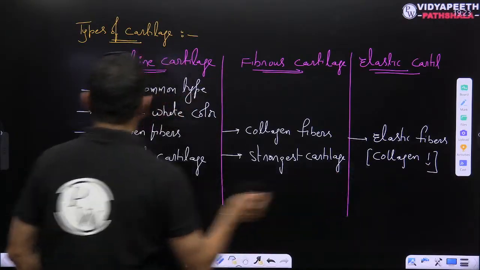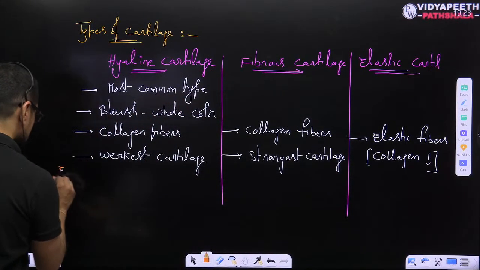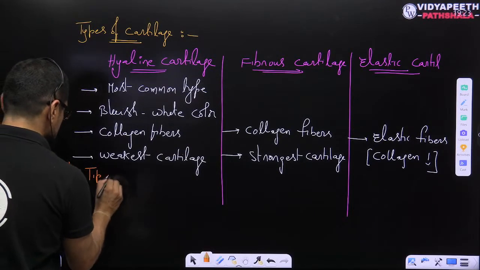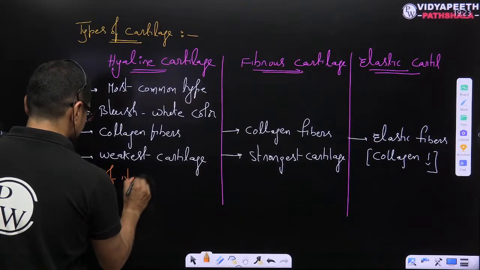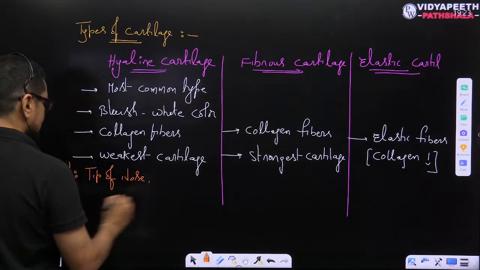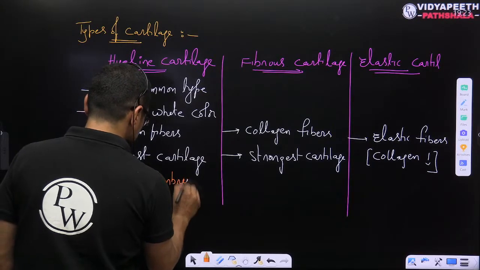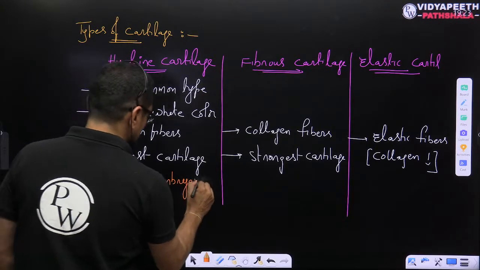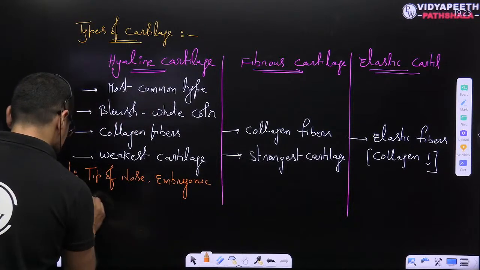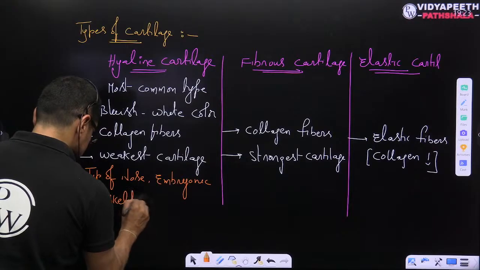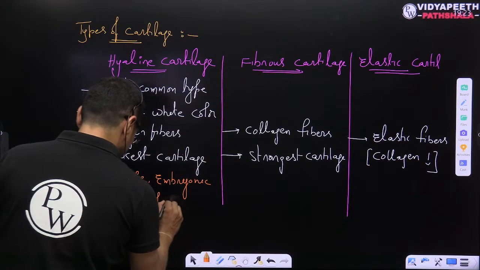Where is this hyaline cartilage present, for example? It is present in the tip of nose. It is present in the embryonic endoskeleton of vertebrates.